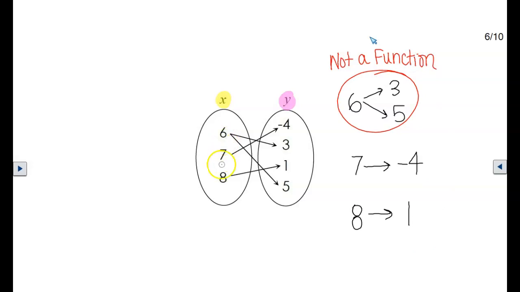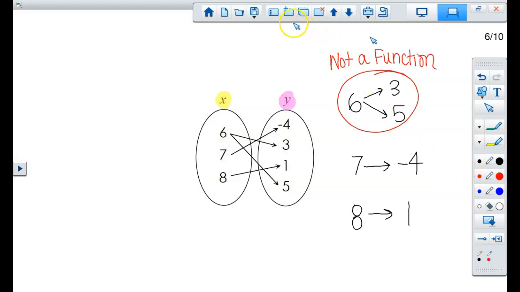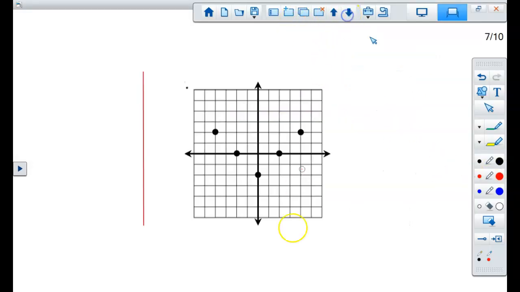I want each of these x's to connect to exactly one of these numbers over here. Each x connects to exactly one of these numbers over here. And if any one of these tries to connect with more than one number over here, that's when I'm in trouble. That's when I'm not dealing with a function. So you don't want one-to-many connections. Now, on this next part, you'll notice that I have a graph.